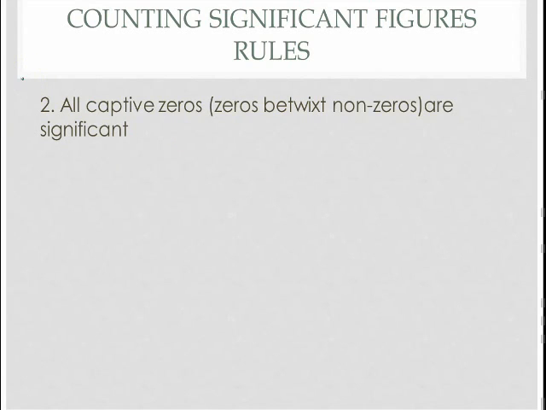The tricky part of significant figures is really dealing with the zeros and counting the zeros as being significant or not significant. So the second rule is a pretty easy one when it refers to a zero. All captive zeros or zeros between non-zeros are significant. So for example, this is a captive zero. It's between non-zeros. So that means this zero is significant. So here we have 3 sig figs. It's between a non-zero.